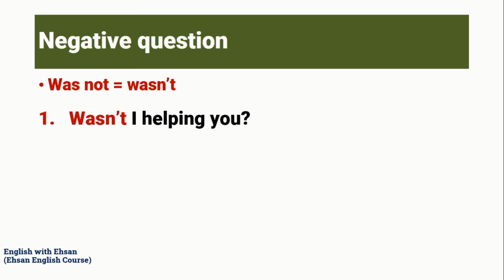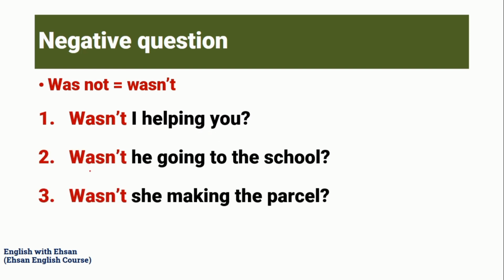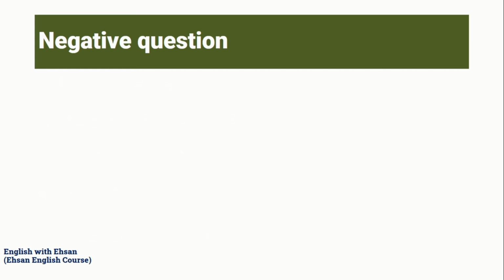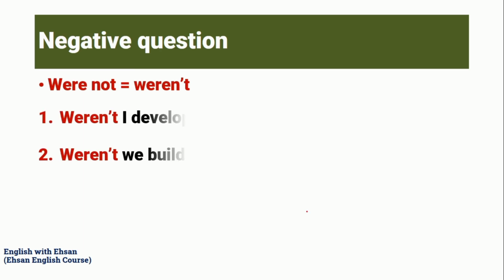Negative questions. Was not or wasn't. Number one, wasn't I helping you? Number two, wasn't he going to the school? Number three, wasn't she making the parcel? Number four, wasn't it eating?